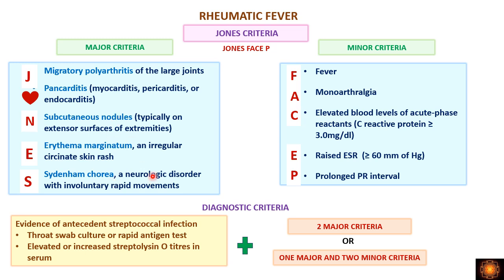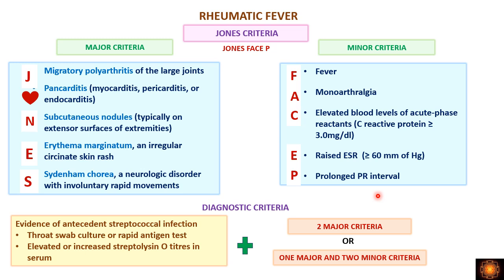So these are the major criteria, and when we see the minor criteria, the patient has a fever, arthralgia, elevated blood levels of acute phase reactants, that is C-reactive protein, raised ESR, and prolonged PR interval. So these are the minor criteria. If you have to remember the Jones criteria, just remember this: Jones phase P. So Jones is for the major criteria, phase P is for the minor criteria.